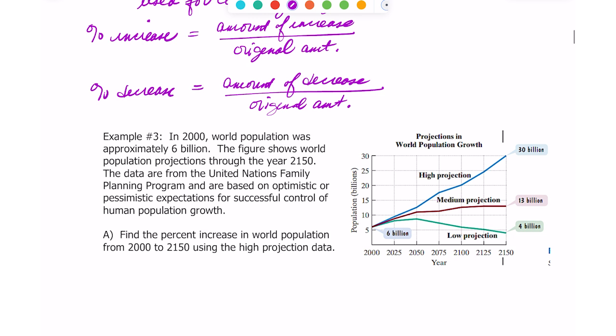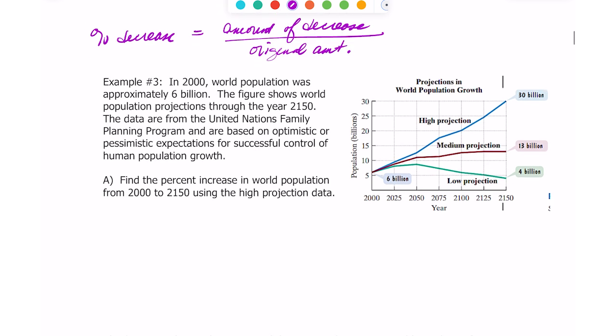So to do that, I'm going to take the new value minus the old value, which would be 6. Okay, remember these are in billions. And I'm going to always divide by the old or the original, which is 6. And here I have 24 divided by 6, which is 4. Okay, and I'm going to now multiply that by 100%.